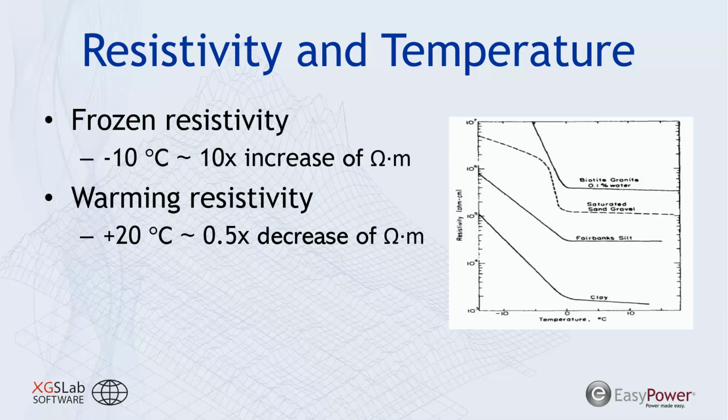We have a similar effect when we're looking at a warming effect. It's not as dramatic as we see for the frozen resistivity where we're starting to lock those ions from being able to move. But on the warming characteristic, if we increase the soil's temperature by 20 degrees, we could reduce that soil layer's resistivity by up to half, depending on the material.